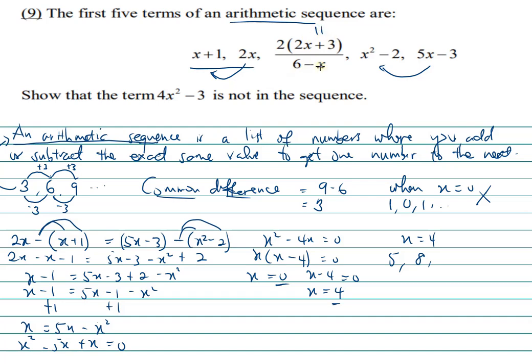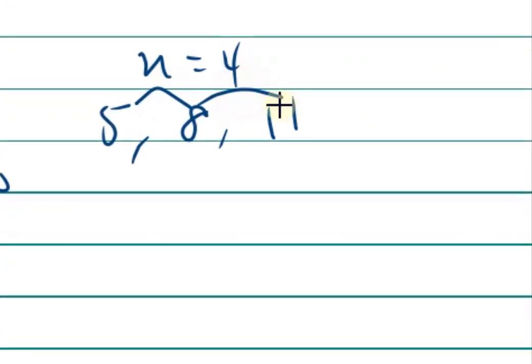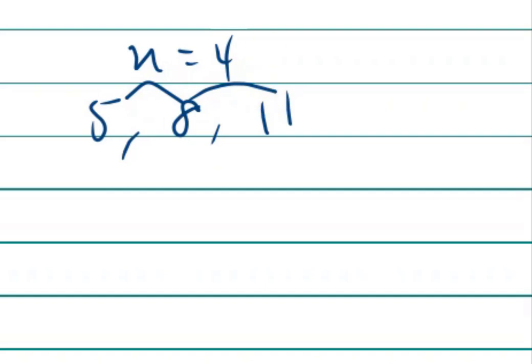Then 6 minus 4 will give us 2. So this will give us 11 because 2 divides 2. So we are left with just 11. So you realize that when I add 3 to 8, I'll get 11. So you can clearly see that this is indeed an arithmetic sequence, by adding a certain fixed value to get the next number. So we have concluded that x is equal to 4. So this is a valid solution.